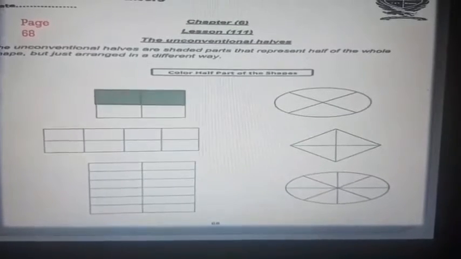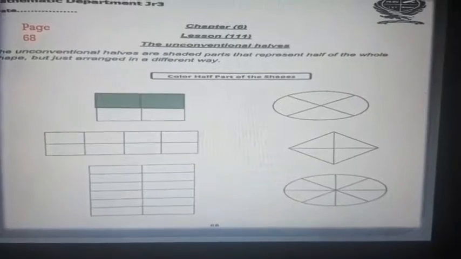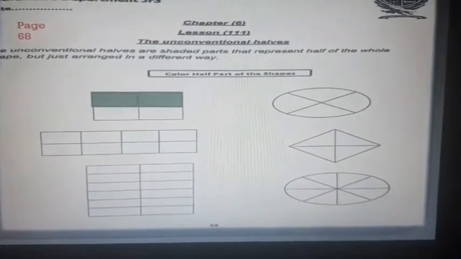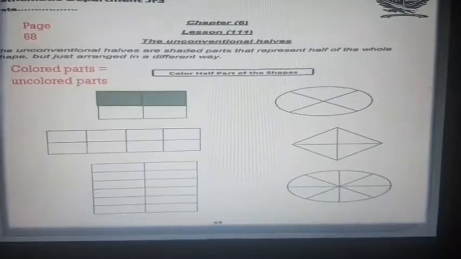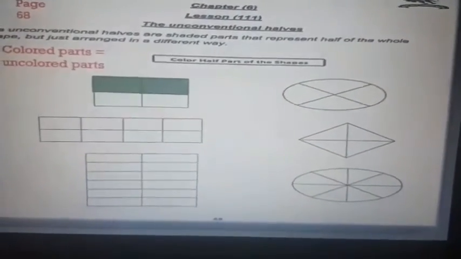We notice here what? Here I have 2 parts colored, and the uncolored part is also 2. When you have colored part equal to uncolored part, that means it represents half, okay?